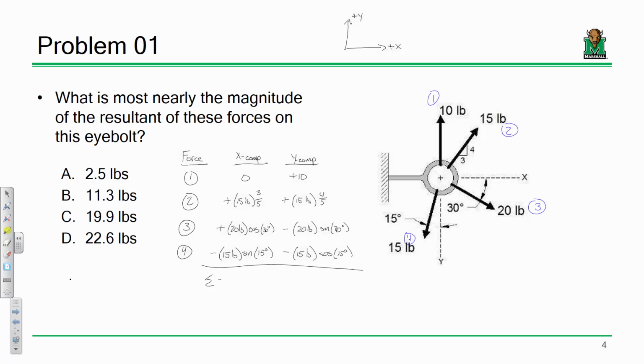So let's sum these up. Can somebody say 0 plus 3/5 of this plus 20 pounds times that minus 15 times that? What's the sum for the x column? What's the sum for the y column? Let's do the x column first.